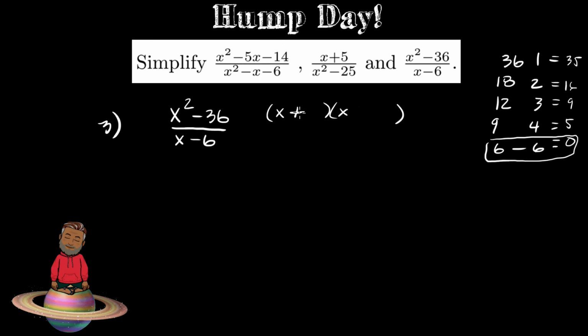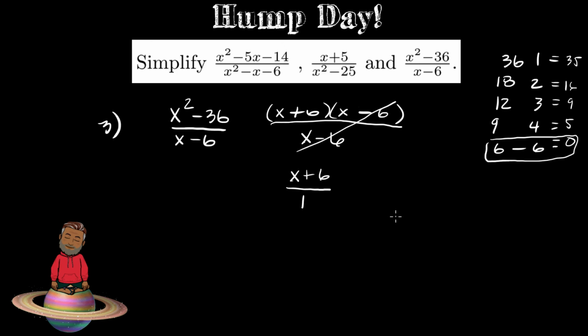So it's going to be positive 6 for the front 6, and then minus 6 for the back 6, over, and then this binomial can't factor, so I'm just going to write x minus 6. And you'll notice that we have two binomials, one on the top and one on the bottom. They're exactly the same. So we have x plus 6 on the top, and on the bottom, there's nothing there, so we're going to put a 1.